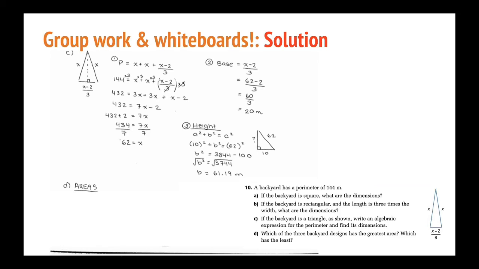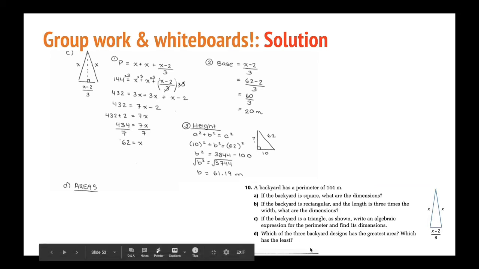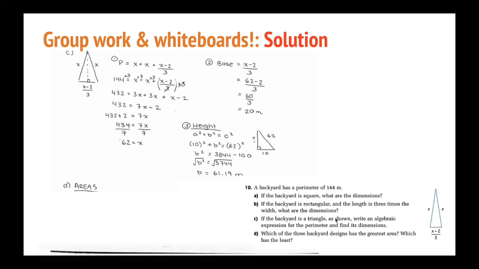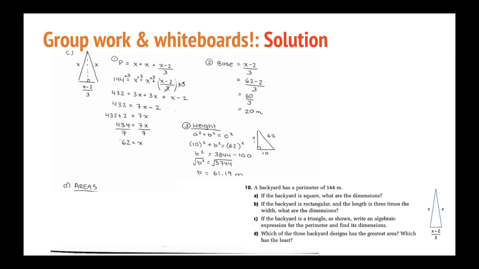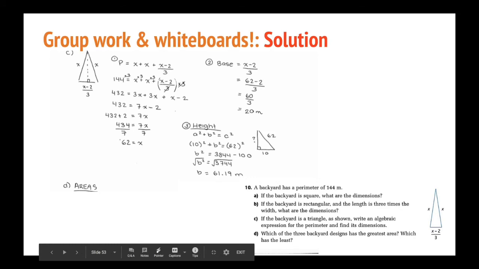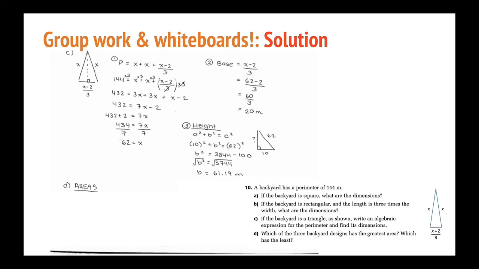And part D, it is asking which of the 3 backyard designs has the greatest area, which has the least. So there are 3 kind of shapes that we went over. We went through a square, a rectangle, a triangle. So let's take a look. So you would go back to the dimensions and start calculating the area. So I get, well, square, it's 36 times 36, so you get 1,296 meters squared.